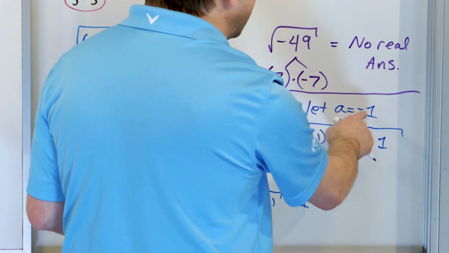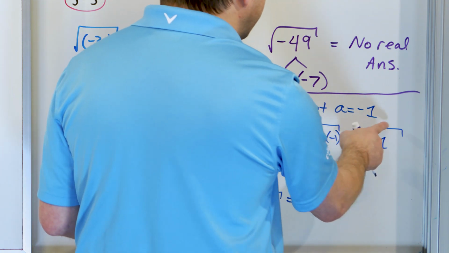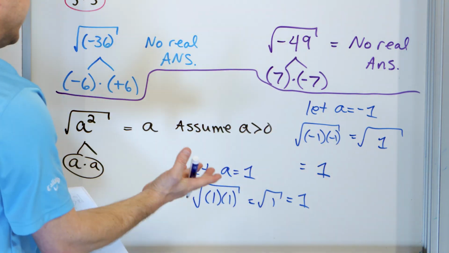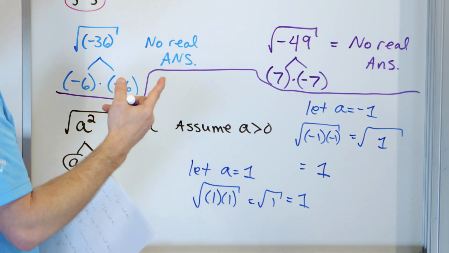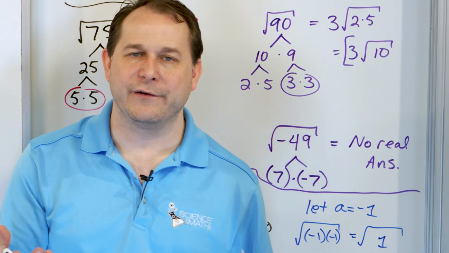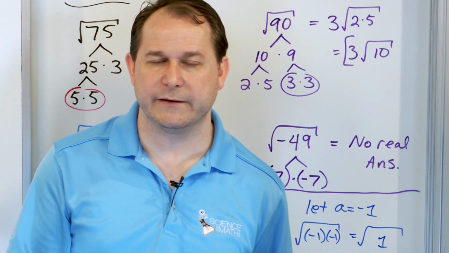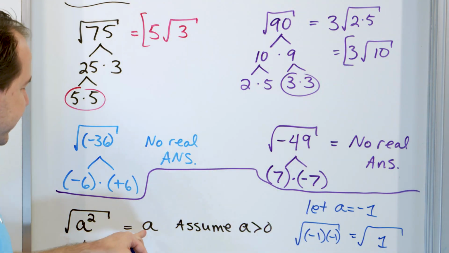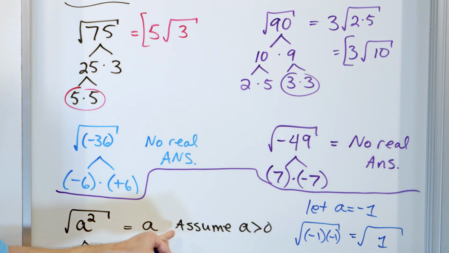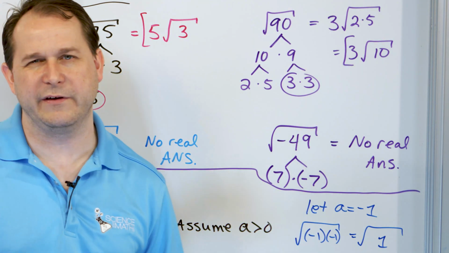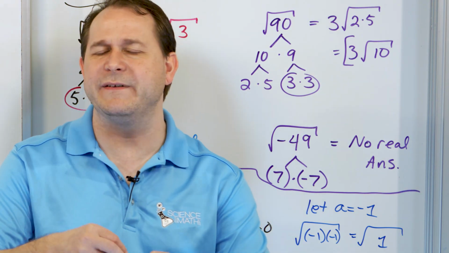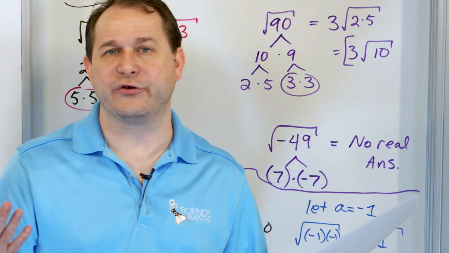But if we let a become a negative number, then we square it, take the square root, we actually get the opposite sign. So when you're taking the square root of things that are squared, and they're variables, and they can be positive or negative, then you can say that it's equal, they cancel like this, but you have to assume that the variable is greater than 0.